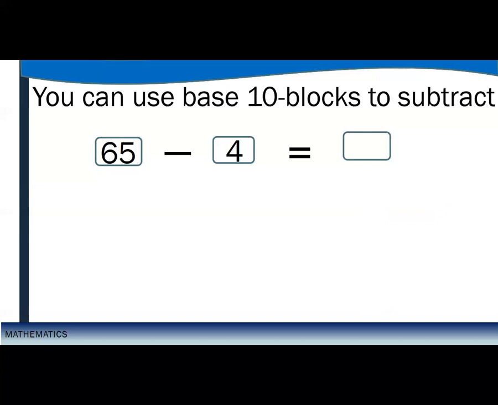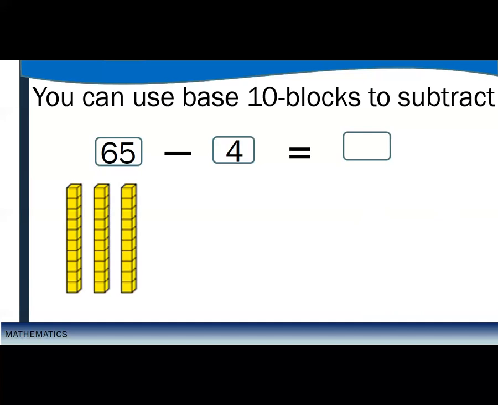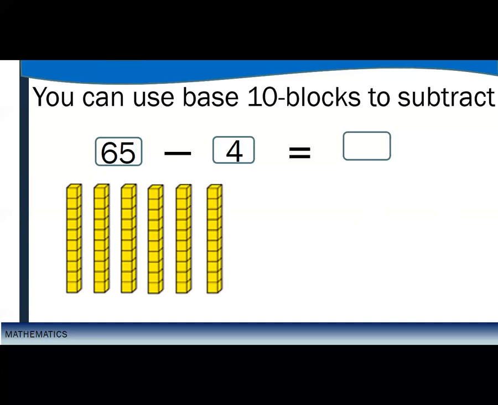So, how do we show 65 using our base 10 blocks, boys and girls? Remember now, 65 is 6 tens and 5 ones. So we will use 6 longs to show 6 tens. 3, 4, 5, 6. And we will use 5 units to show 5 ones. 1, 2, 3, 4, 5. And next, we will subtract 4 from our 5 units. There we have it, boys and girls. 1, 2, 3, 4. So subtracting 4 from 65, we are left with 6 longs and 1 unit.